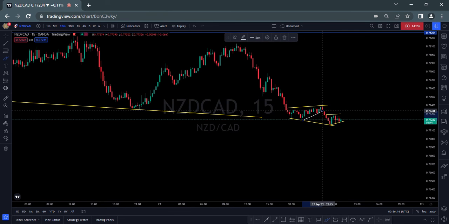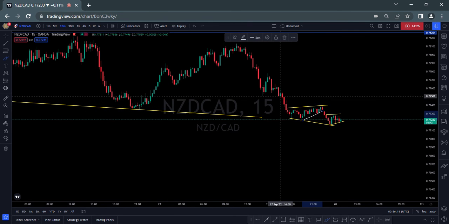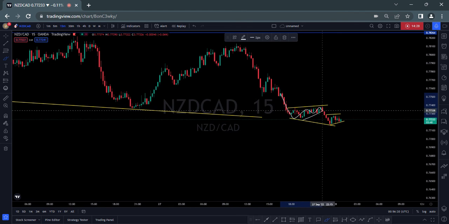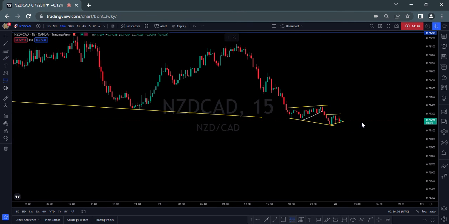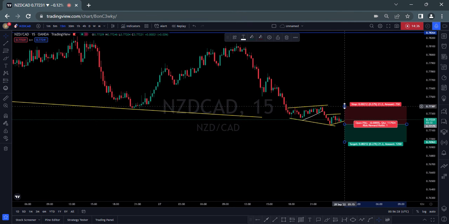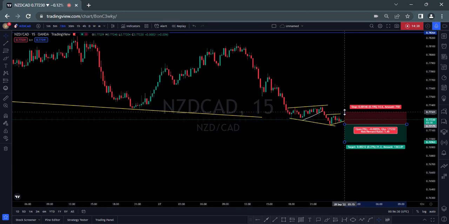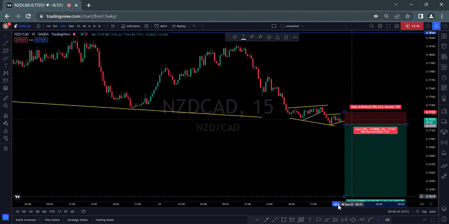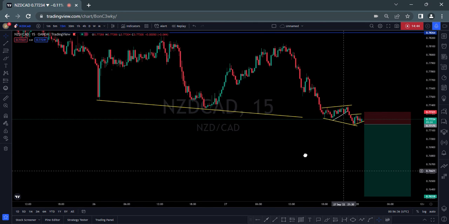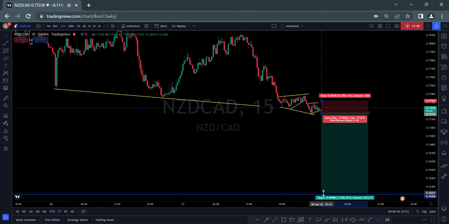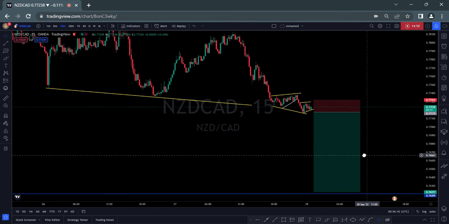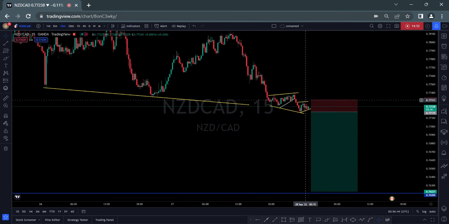Entering from correction to correction, you can see here impulse, correction, continuation. So with that being said, we'll be looking for sells to the downside. There are tons and tons of opportunities for us to capitalize on, something like 6%, which is really, really huge for us.